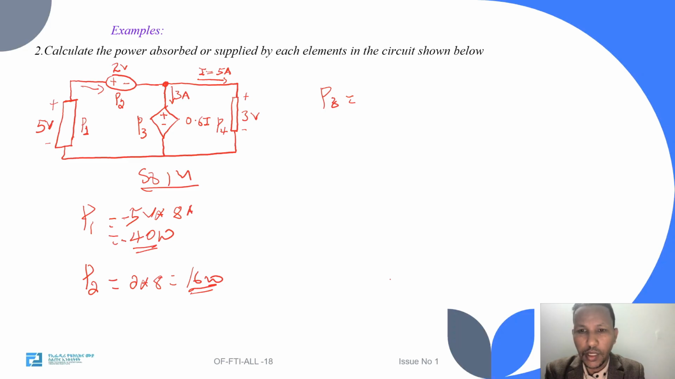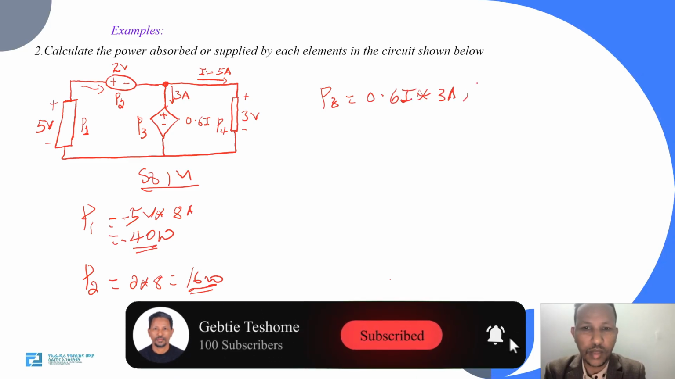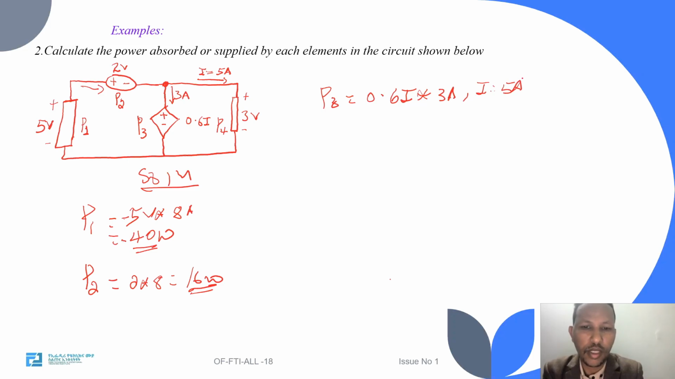As given by the current 3 ampere times 0.6 I. The voltage is 0.6 I times 3 ampere, and we are given that I is 5 ampere. So it should be 0.6 times 5 times 3. So it is 3 times 3, which is 9 watt. It's 9 watt.